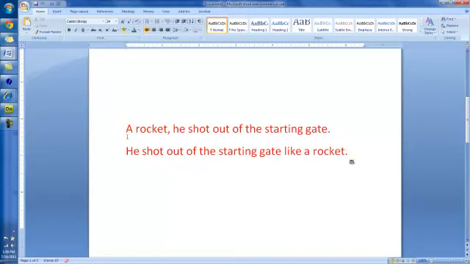Let's look at another example. We're back here with rockets. A rocket, he shot out of the starting gate. Or he shot out of the starting gate like a rocket. All right, that's how you use a metaphor or simile. Let's see how we can use it in our paper.